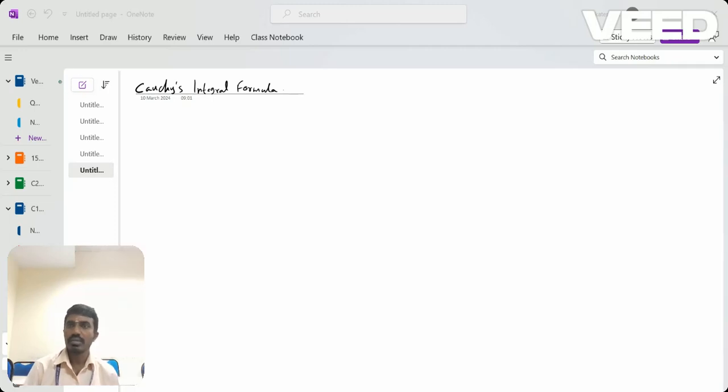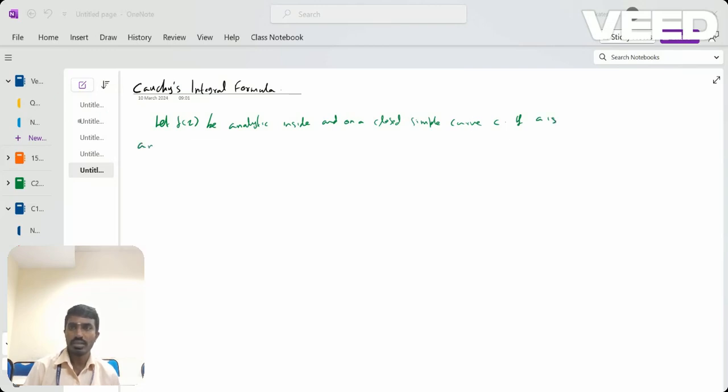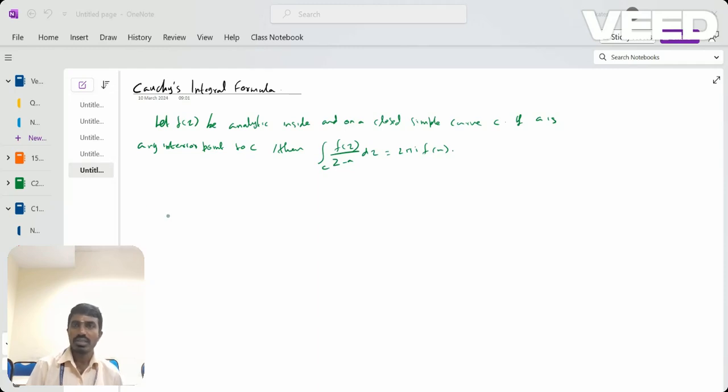Cauchy integral formula says that let f(z) be analytic inside and on a closed simple curve C. If a is any interior point to C, then the integral over C of f(z) by (z minus a) dz equals 2 pi i into f(a). This is the Cauchy integral formula.